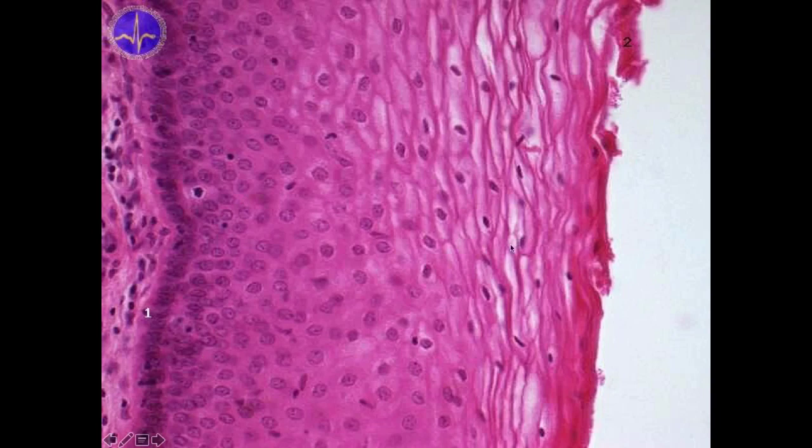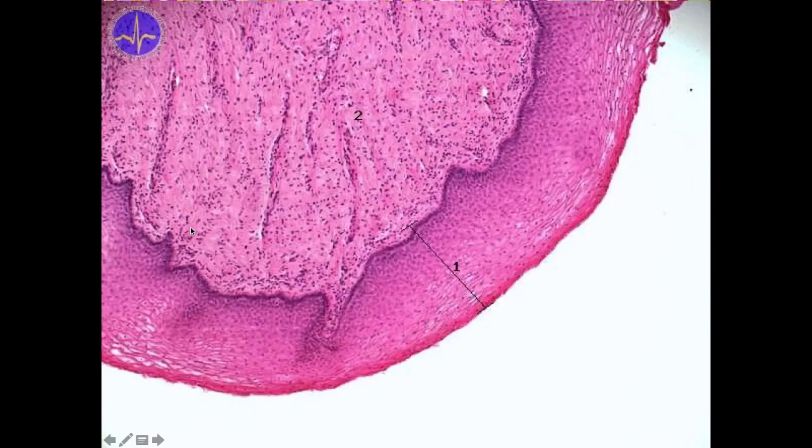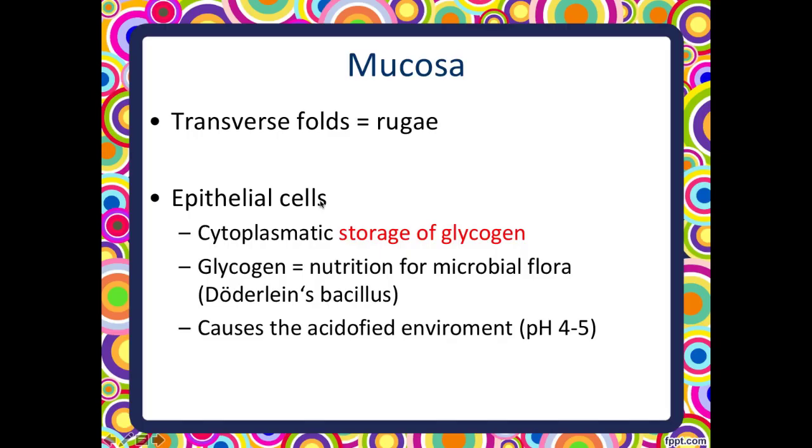This is how it looks like, the epithelium of the vagina. You can see several layers of cells with the basal cells on the basal lamina here, and lamina propria here. The epithelial cells store in their cytoplasm glycogen.